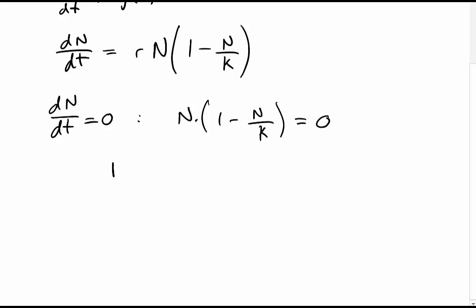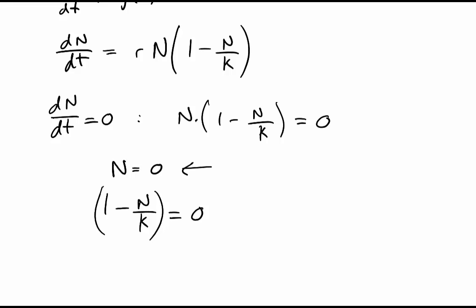So in other words, we can have n equals 0, or 1 minus n on k is equal to 0. So that's our first equilibrium point, actually. n is equal to 0, so our population is 0. That's the first equilibrium point. What's the other one? What's the other equilibrium point?